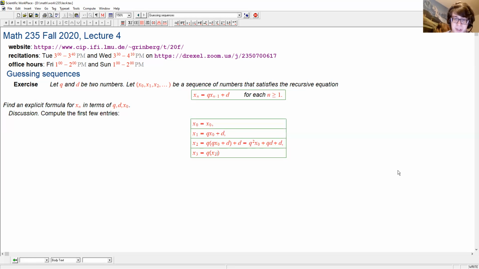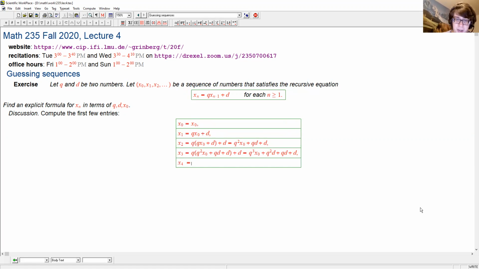x3 is q times this plus d. Now we can, of course, substitute. And this simplifies to q cubed x0 plus q squared d plus qd plus d. And x4, I'm not going to show you this in detail, but here is what comes out: q to the 4 x0 plus q cubed d plus q squared d plus qd plus d. At the latest here, you should see a pattern.